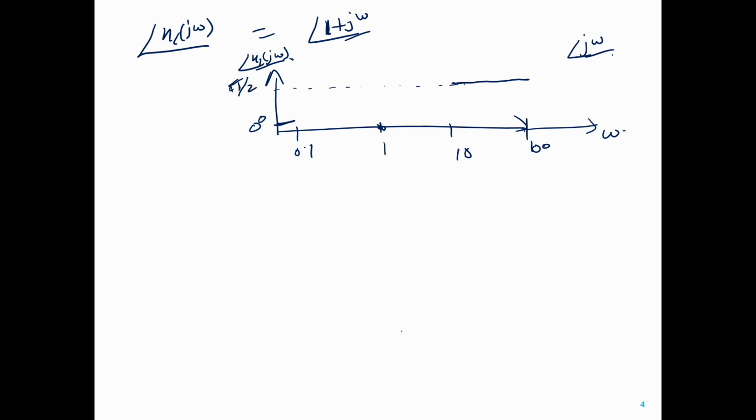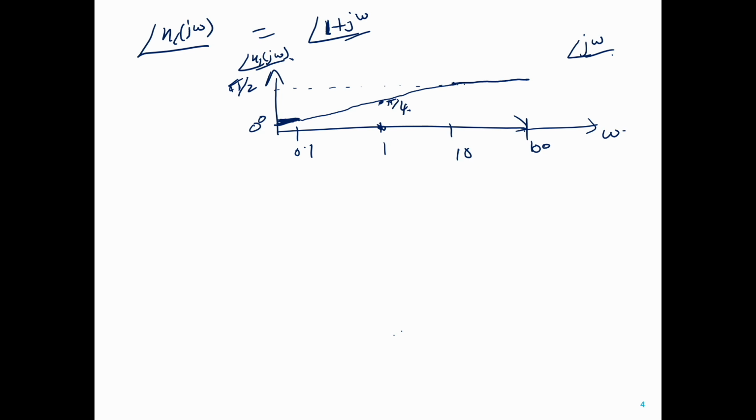And what happens at 1 radian per second? You end up with the phase of 1 plus j, and the phase of 1 plus j is 45 degrees. So this point over here would map to pi over 4. Now I just need to draw a straight line that connects the 0 and pi over 2, and it needs to pass through pi over 4. All right. So that straight line would look like that. So this is the phase sketch for H1(jω).